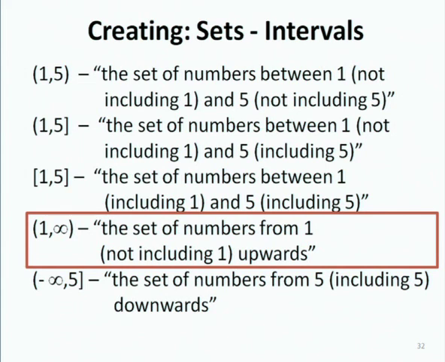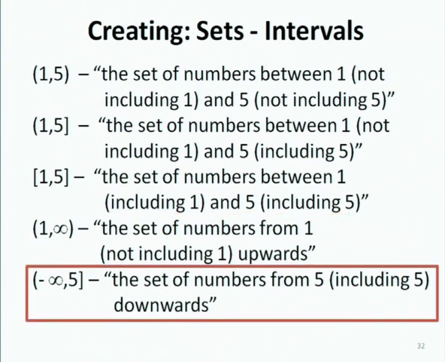And you're not allowed to put a square bracket next to infinity because it doesn't actually include infinity, because that's not actually a number. And you can read this aloud as, the set of numbers from 5 down.